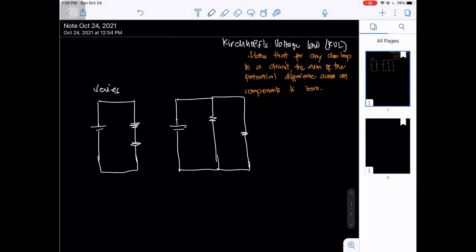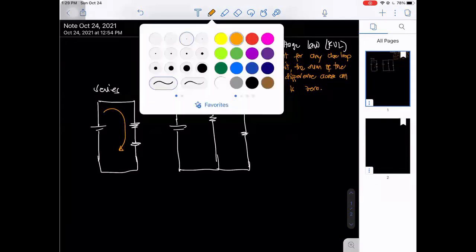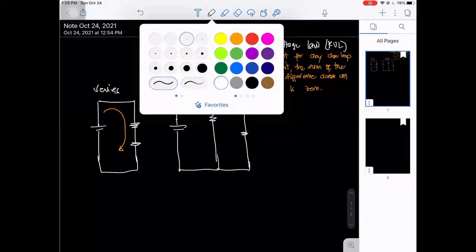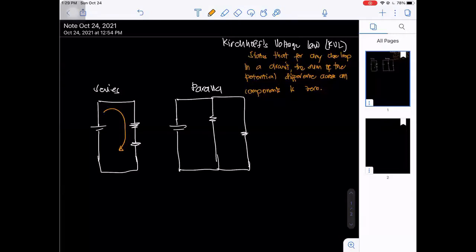The reason behind this is that there is only one path for the current to flow. The current can flow from here. Whereas in parallel circuits, there are one or more paths for the current to flow. Current can flow here and also can flow here.